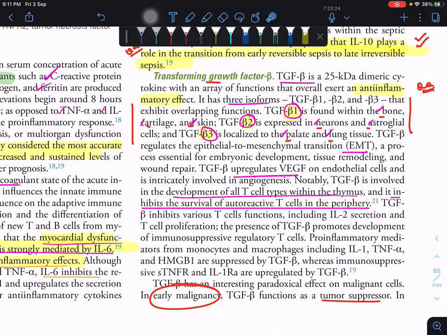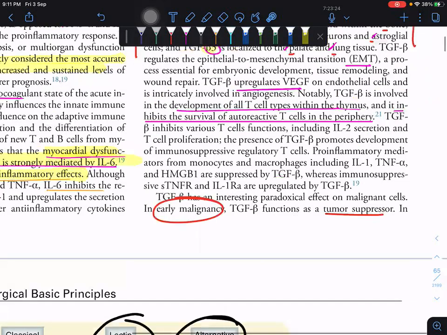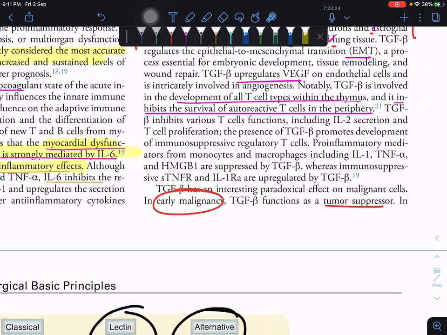Okay, in the thymus, it is developing the T cell, and it inhibits the T cell in the periphery. So in the periphery, it is killing the T cell. In the thymus, it is developing the T cell. Just remember like that. And TGF beta has one special paradoxical effect.